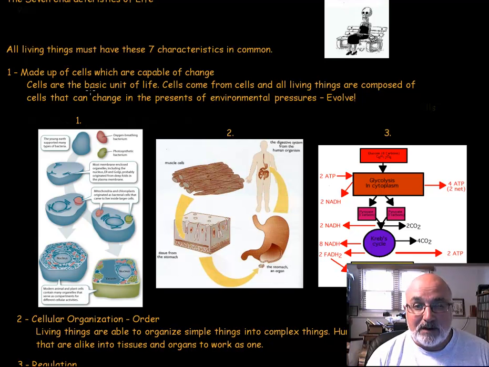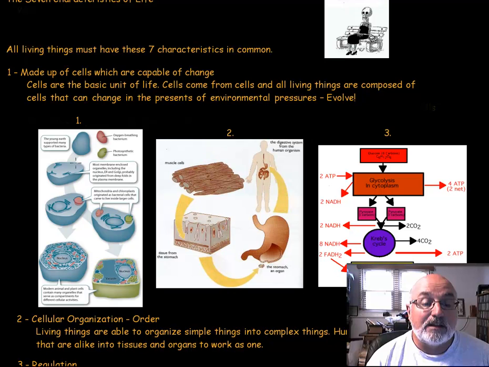You have somewhere between 5 and 6 trillion cells to make up your body. There are unicellular creatures. Their cells tend to be really, really small. One cell in your body is usually 10 to maybe 100 times bigger than a bacterial, single-celled organism. Cells come from cells, and all living things are composed of cells. And these things can change in the presence of environmental pressures. That means they can evolve.